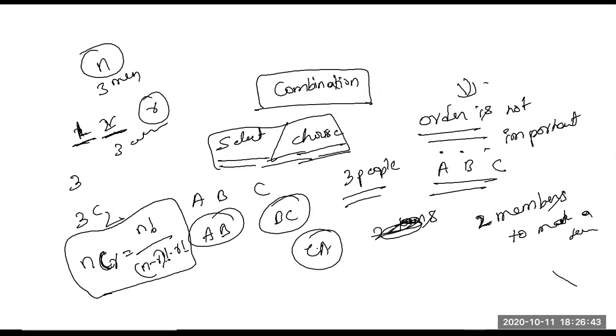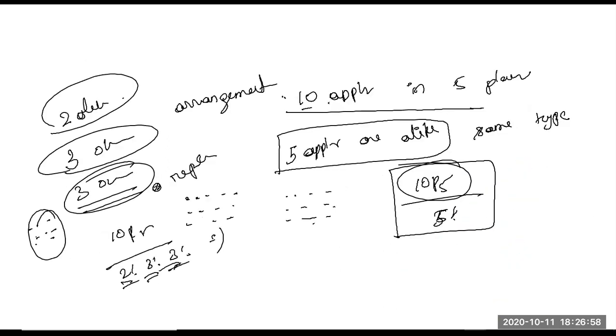When the order is not important, then we call it a combination. When you're choosing or selecting something, the order is not important, so that is called combination. Combination is nCr, where n is the number of objects and r is the number of places. So these are the examples. Okay, that's it. Let me share my screen.